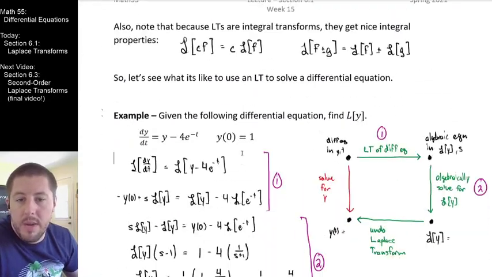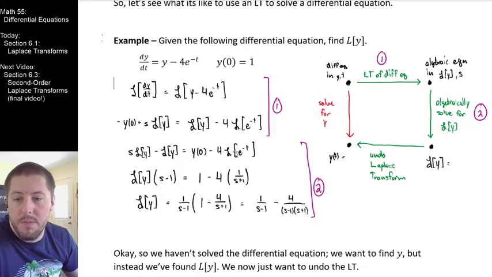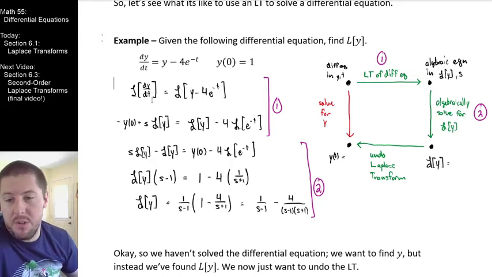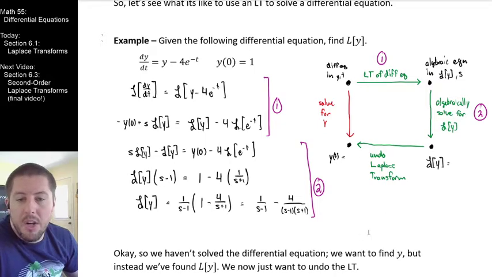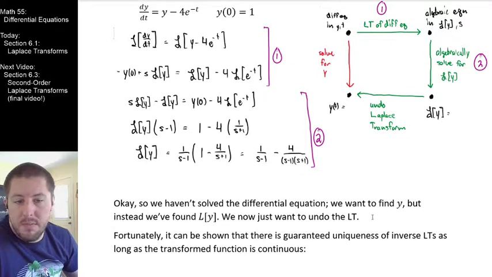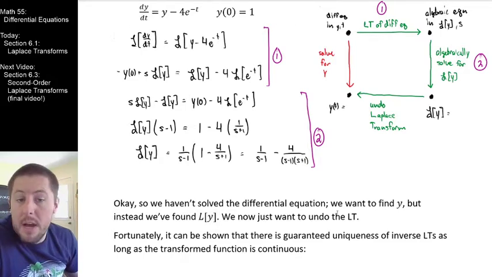So this is one of those things where we can do the calculus once for a known function like e to the negative at or for dy dt, and we never have to do the calculus with that function ever again. We just get to use those old results. So we still need to figure out how to undo this Laplace transform. We haven't solved the differential equation. We want to find y, but instead we found the Laplace transform of y. We now just want to undo the Laplace transform.